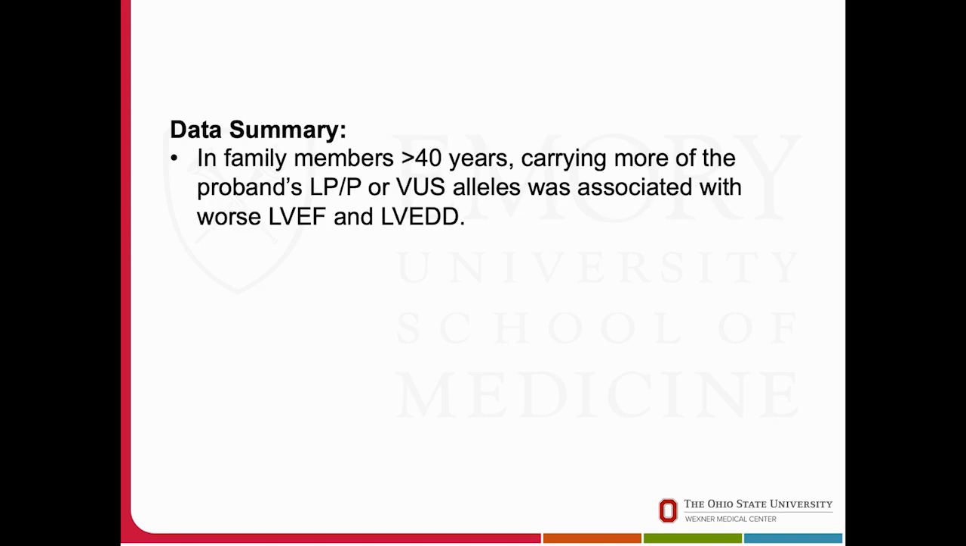The key point is that in family members greater than 40 years carrying more of the LP or P or VUS variants, there was a worse LVEF and LV end-diastolic dimension, suggesting that those variants in those family members are biologically relevant. The VUS thing is particularly important because that has been a pervasive issue of what to do with those VUSs, and at least in DCM, we think that, we don't know how many of them, but certainly some of them, I'm guessing the majority, but we don't have data yet, are actually biologically relevant.